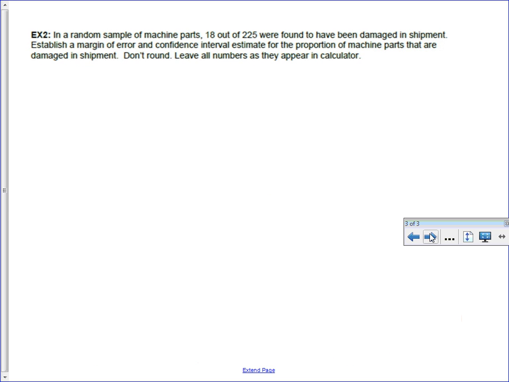And let's look at example 2. In a random sample of machine parts, 18 out of 225 were found to have been damaged in shipment. I'm going to underline what I think is important. 18 out of 225 were said to have been damaged in shipment. Establish a margin of error and confidence interval estimate. Okay, so I'm being asked to do two things. Margin of error, confidence interval estimate for the proportion of machine parts that are damaged in shipment. Don't round, leave all numbers as they appear in the calculator.